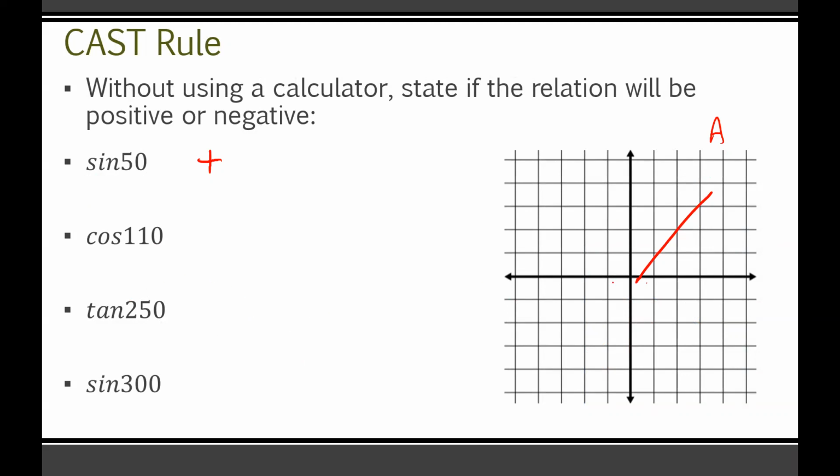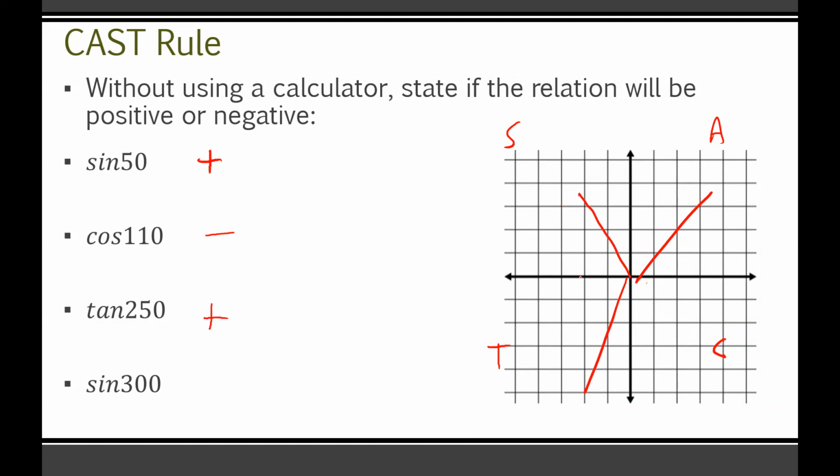Cosine 110. 110 degrees is somewhere over here. From the CAST rule, that means the only thing that should be positive in this quadrant is sine. Cosine is not sine, obviously, so this one is going to be negative. Tan 250. Well, 250 is going to be down here somewhere. Notice that's in the T quadrant, so tan 250 should actually be positive.